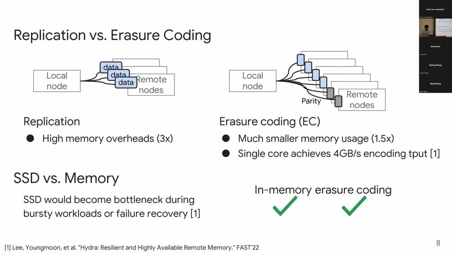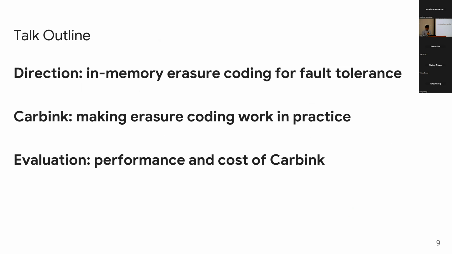Memory fault tolerance for file memory. Great, I just talked about how in-memory erasure coding has the benefits of high performance and low memory usage. Next, I'm going to talk about how Carbink makes in-memory erasure coding work in practice for a file memory system. Specifically, we will look at 2 challenges.